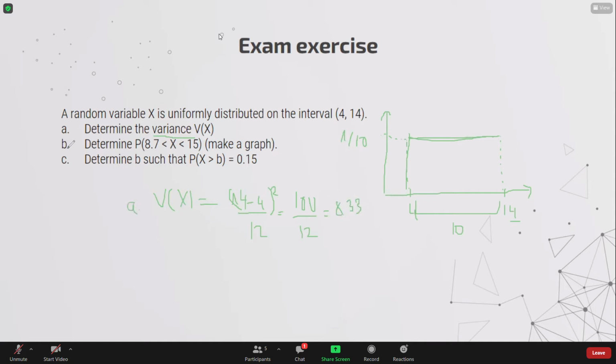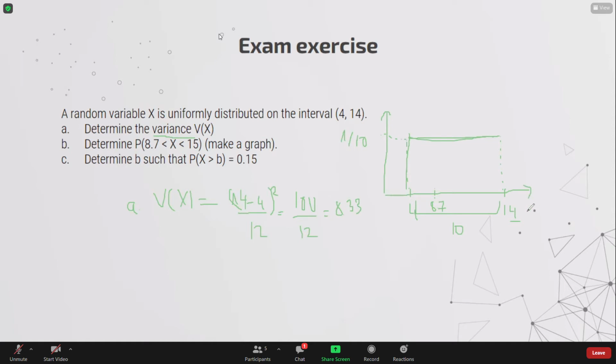We have to continue to b. Now we have to find the probability of having x between two certain numbers. That's also easy because we can just type in those numbers in the graph and see how the graph goes. The first number is 8.7, which is somewhere here, for example. The next number we see is 15. But if you remember, if we have something outside the interval, it's just 0.